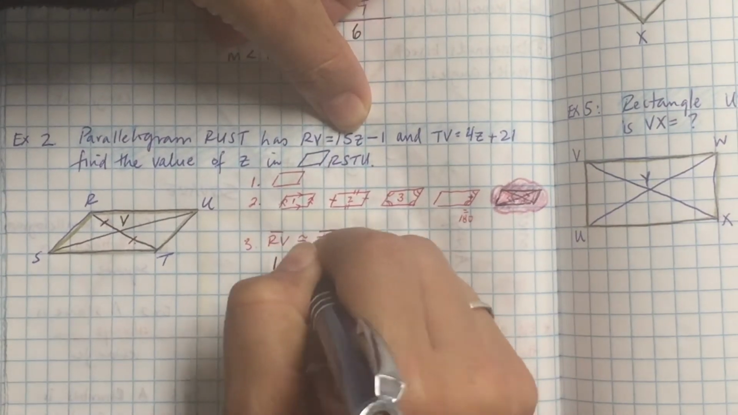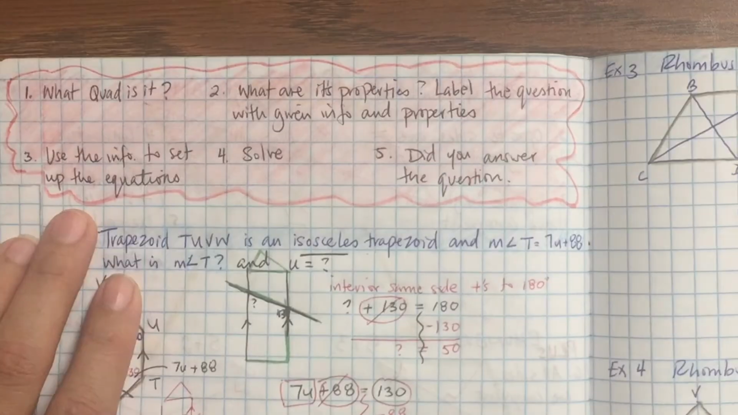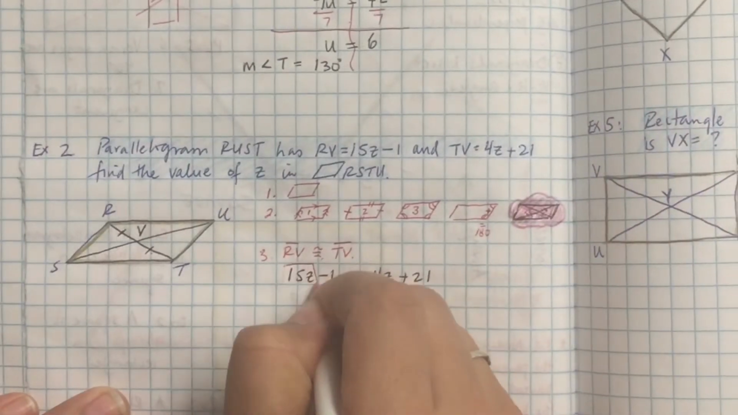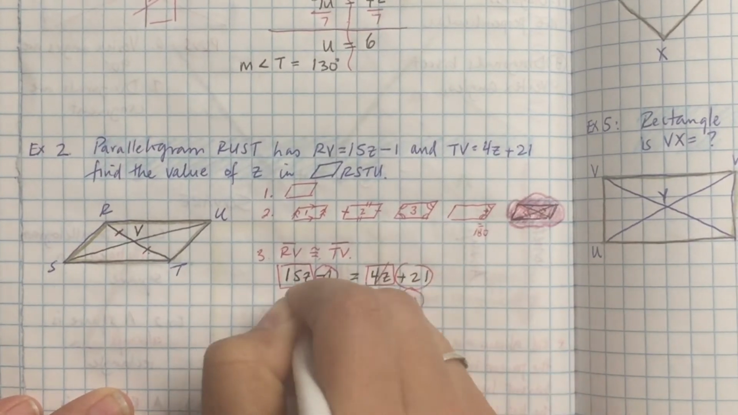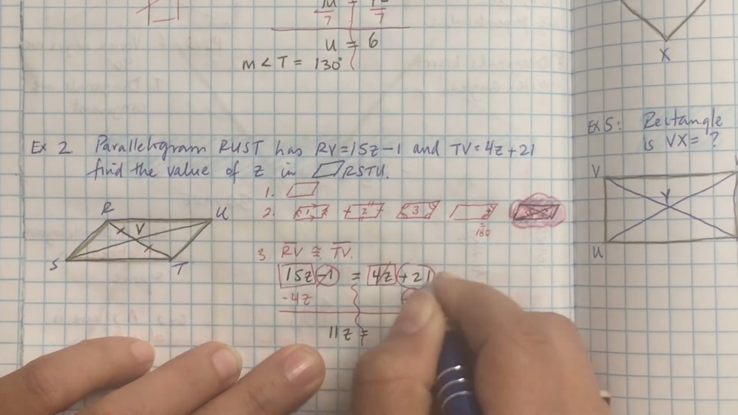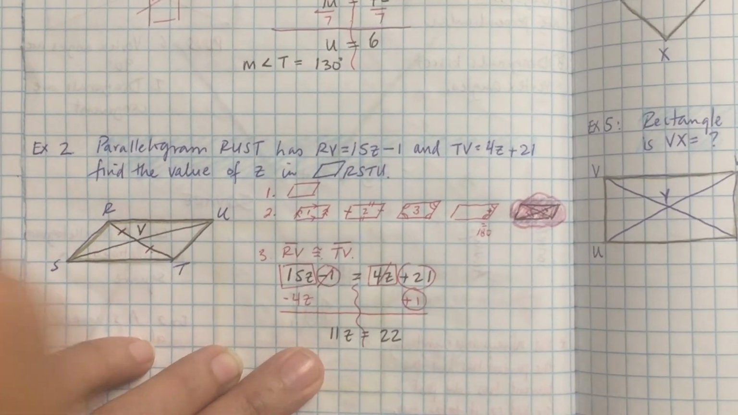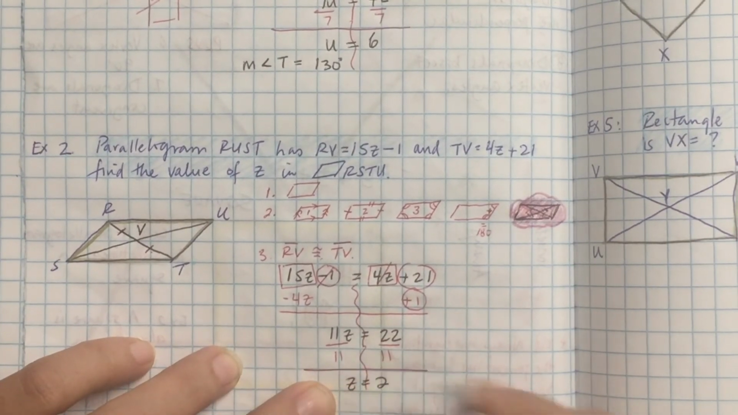Now that I know that, I can do the algebra. What's RV? 15z minus 1. What's TV? 4z plus 21. Solve the equation. I'm going to add 1 to both sides and subtract 4z from the other side. So I'm going to get 11z equals 22. Divide both sides by 11. I'm going to get z is equal to 2.